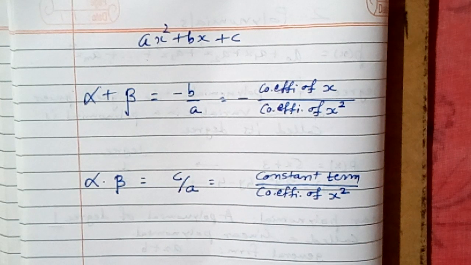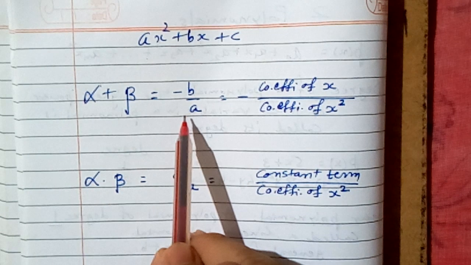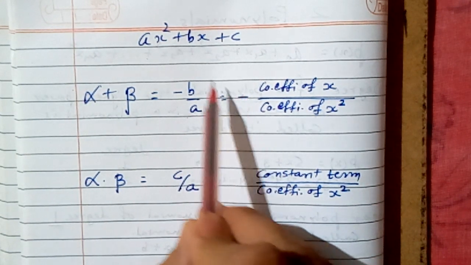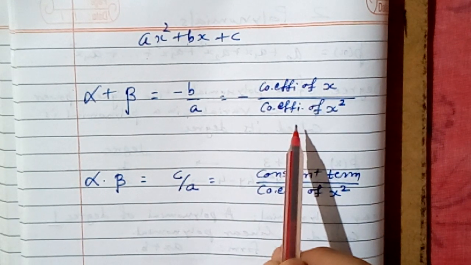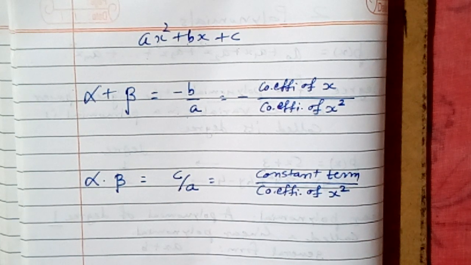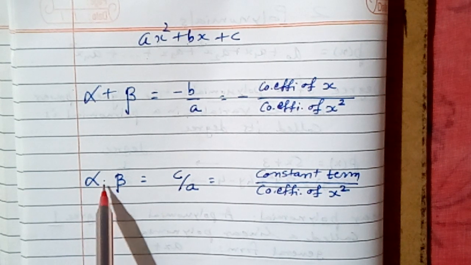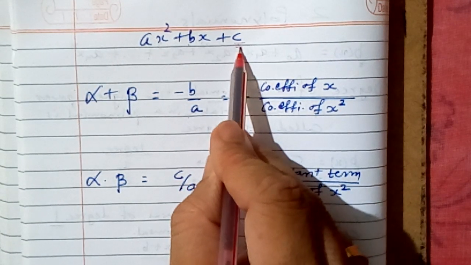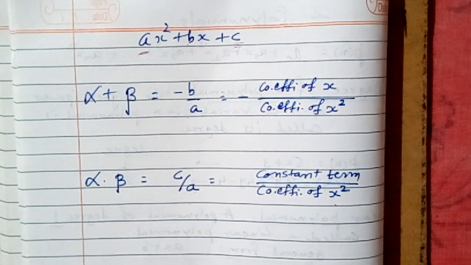Now see, ax square plus bx plus c. So alpha and beta are zeros, then alpha plus beta equal to minus b upon a. That means minus b, that means coefficient of x upon coefficient of x square. Same way, product of these two zeros, that means alpha into beta, equal to c upon a. c, that means constant term, upon a, that means coefficient of x square.